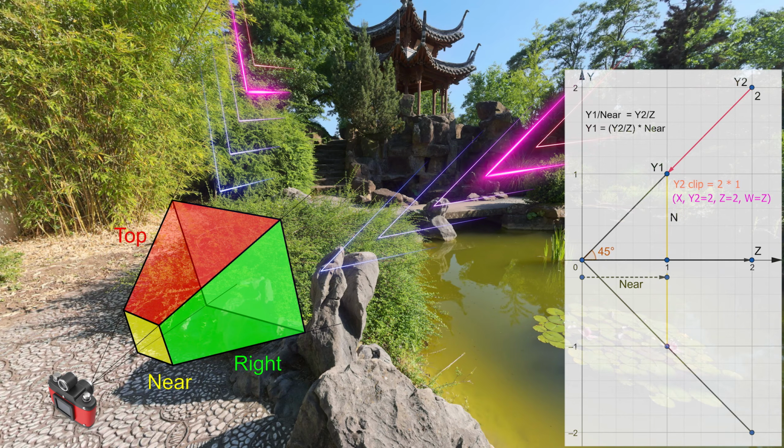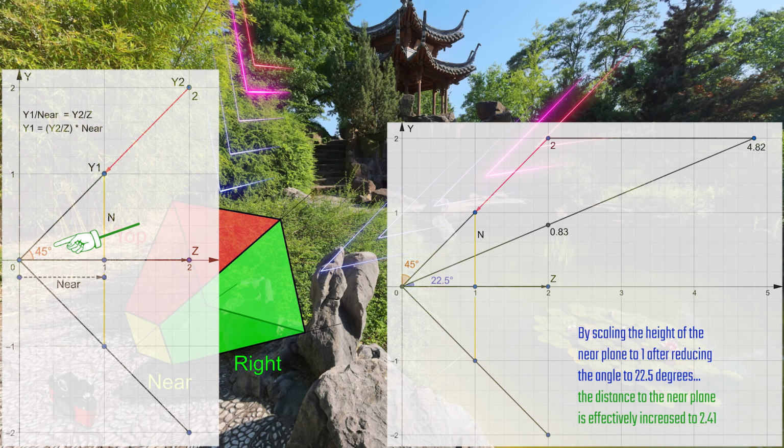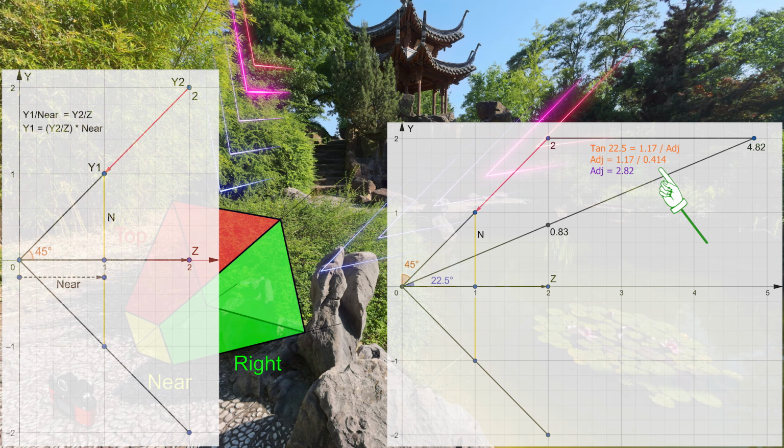But the key question to ask ourselves is, why does that actually make any sense geometrically? Let's now reduce the angle from 45 degrees to 22.5 degrees, and so for our point to remain at the boundary we need to change its position. If we move it along only the y-axis, it needs to be at 0.83, or if we move it along only the z-axis, it needs to be at 4.82, which we can calculate from adjacent equals 1.17 divided by 0.414 equals 2.82 plus 2 equals 4.82.